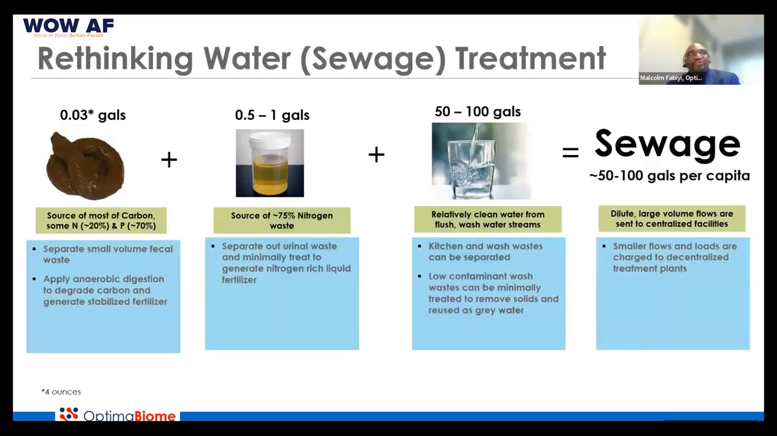It brings me to two slides that will end this discussion. So the first one is rethinking water treatment.